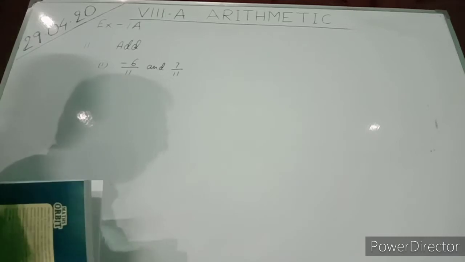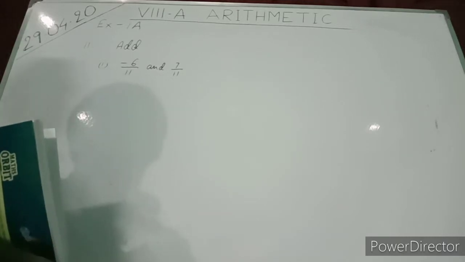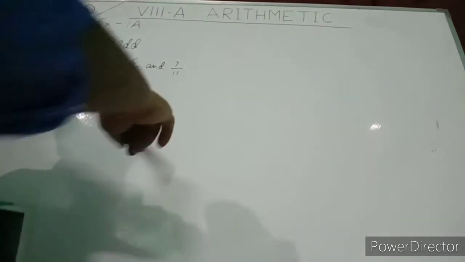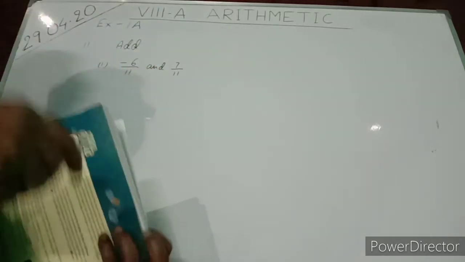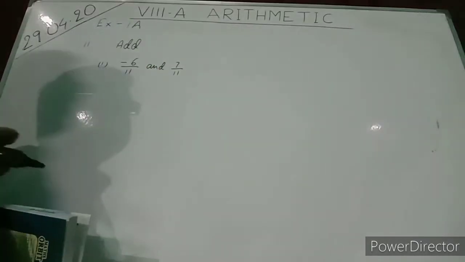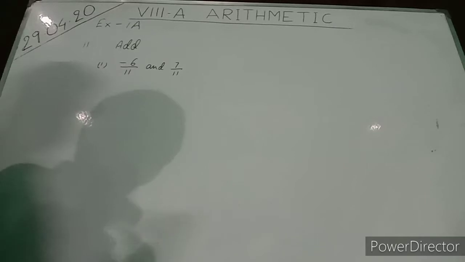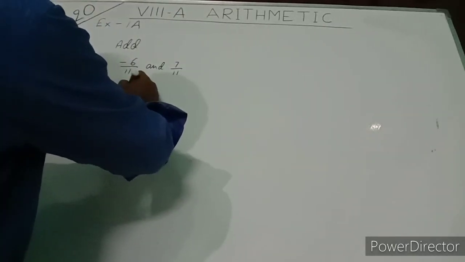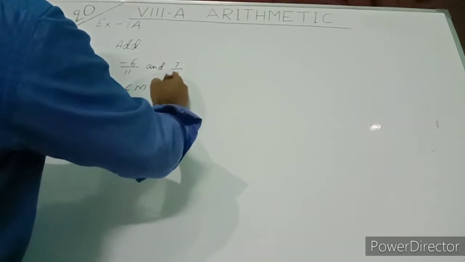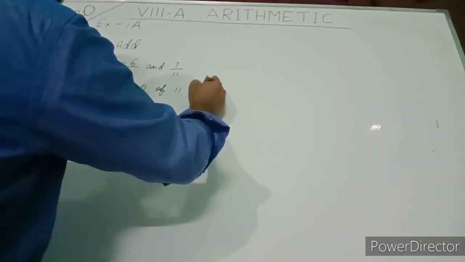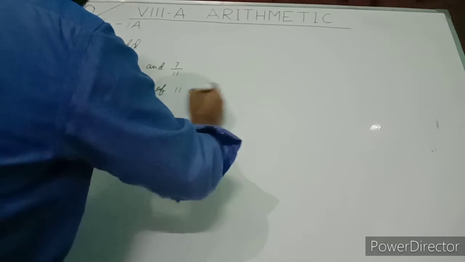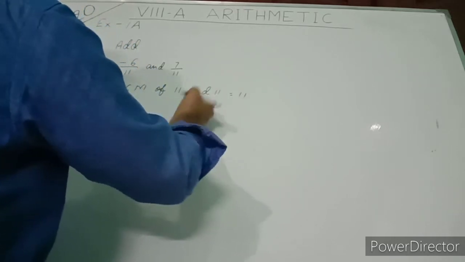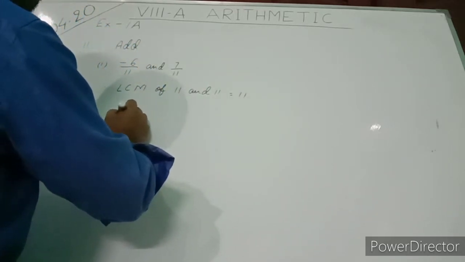Now we start question number 11. In this question number 11, we are asked to add these two fractions, minus 6 by 11 and 7 by 11. Since the denominators are the same, if you want to take the LCM, the LCM will also be 11. So we can write the LCM of 11 and 11 is equal to 11. Now we take the LCM.